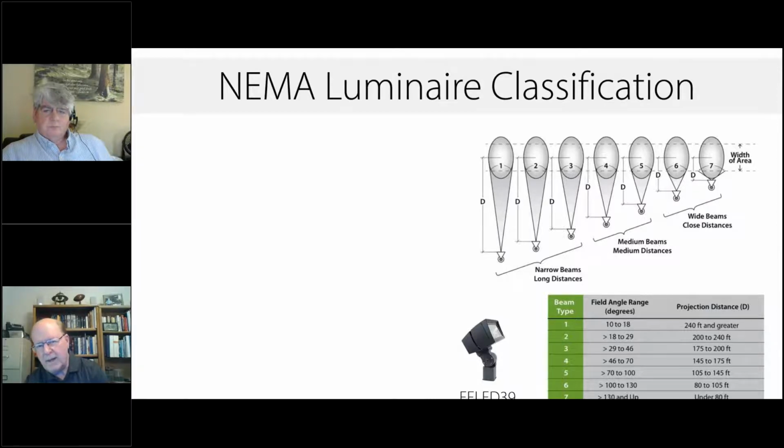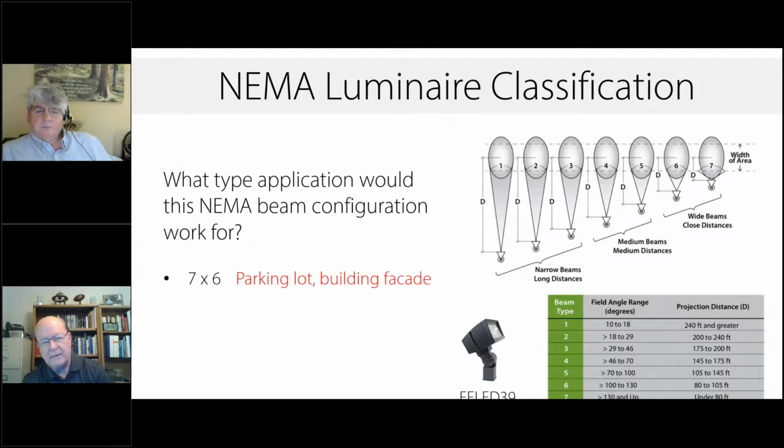Now, if you look up at the top, you'll see the narrow beams, or the spotlights, the lower numbers, send the light further. And then as you get into the larger beam types, 4, 5, 6, 7, you'll see that they don't go as far, but the beam is wider. So with that, let's just uncover these 3.